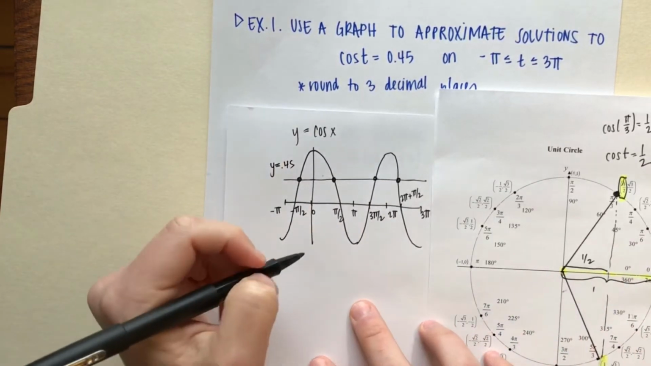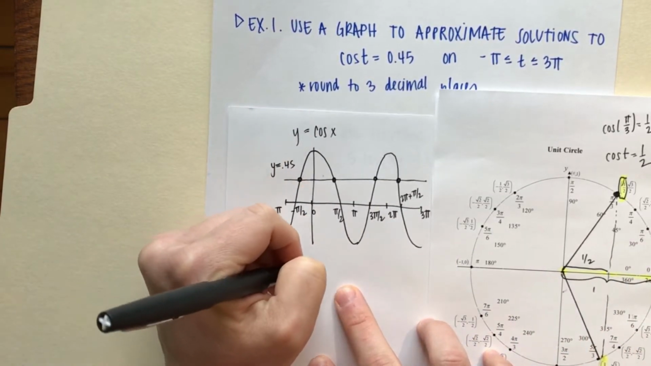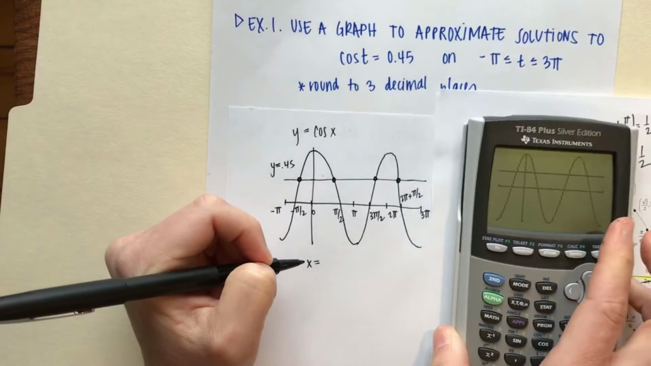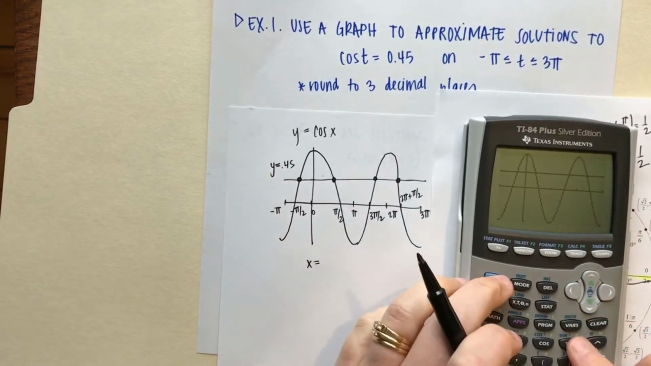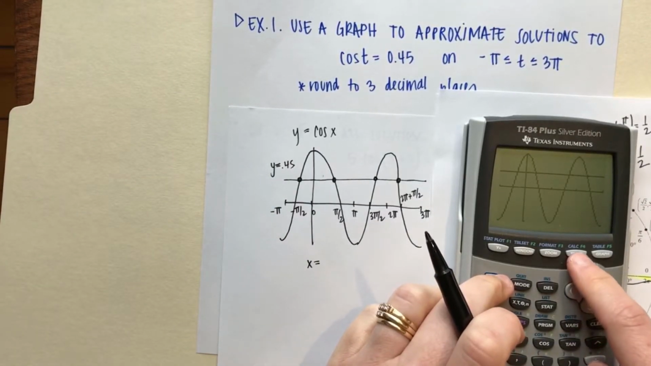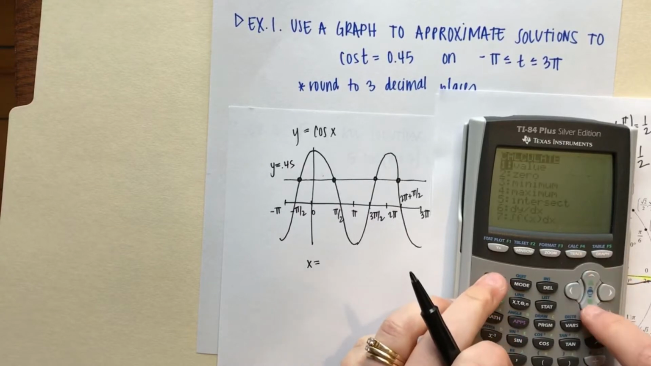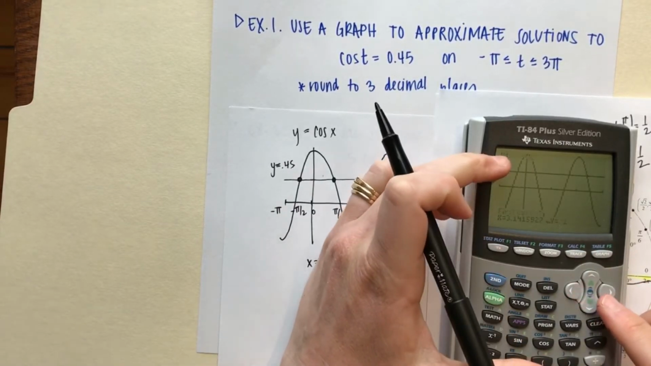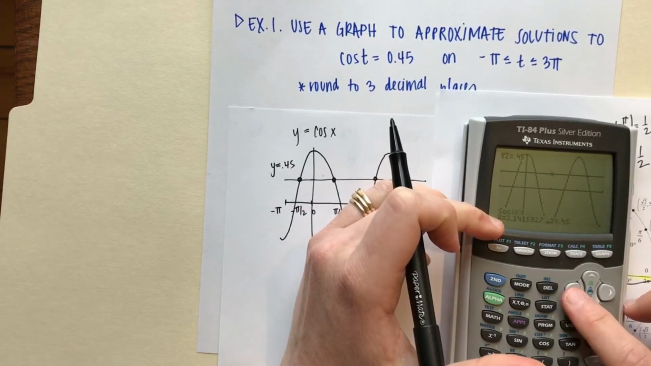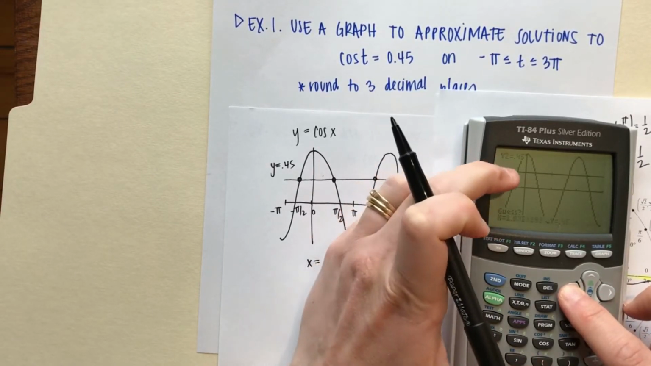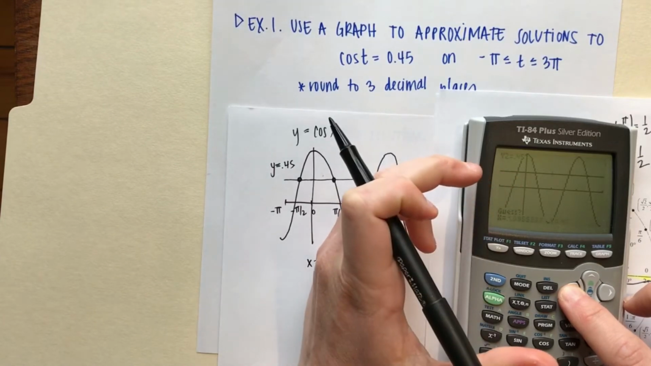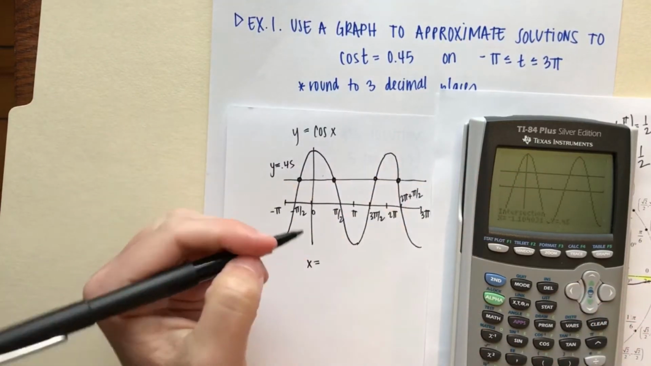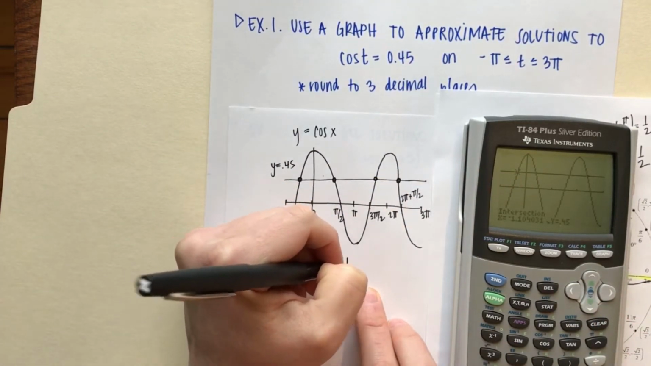And let's calculate those intersections. Second, calculate, intersect. First curve, my cosine curve. Second curve, my y equals 0.45. I'm going to put my guess. I'm going to go in order from left to right. I'm going to put my guess right there. So my first value is -1.1.